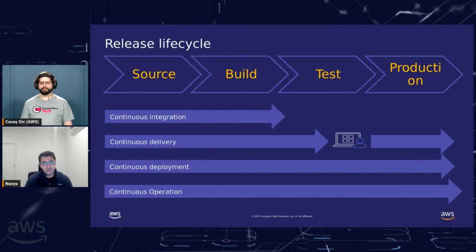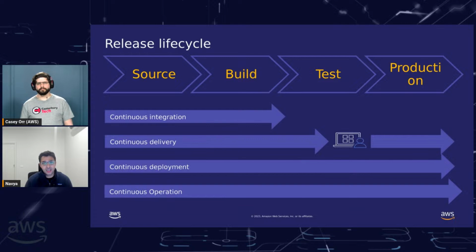Moving on, we talk about the release cycle itself. So as you can see, with these 4 stages, we have these different processes that we use. The first one would be continuous integration that goes up till test phase. And then we talk about continuous delivery, continuous deployment, and then continuous operation as well.